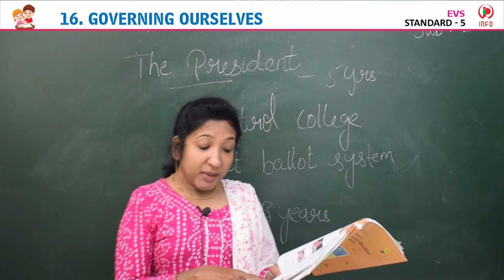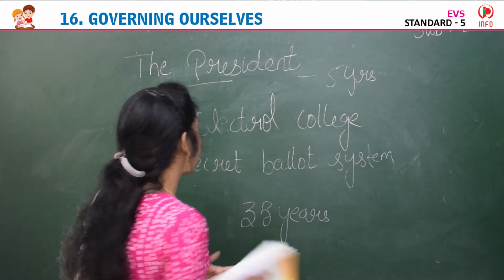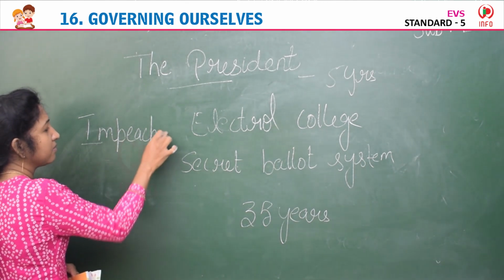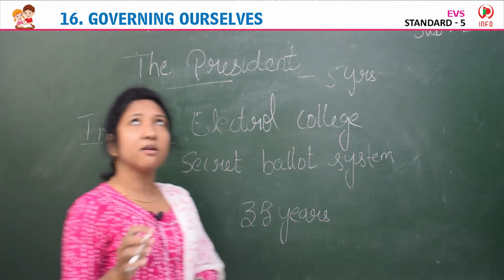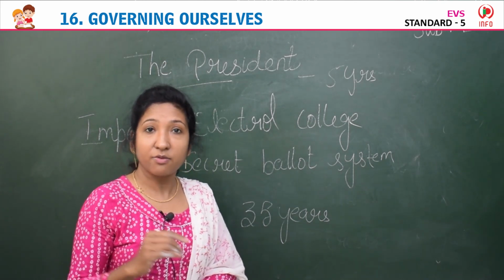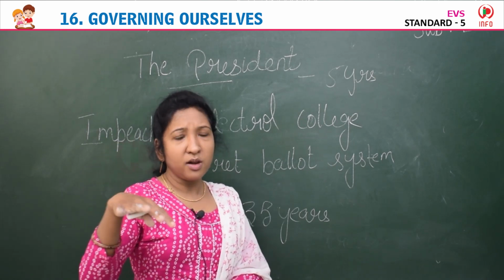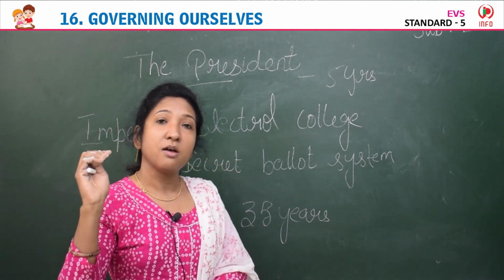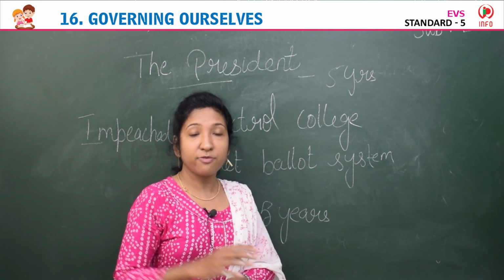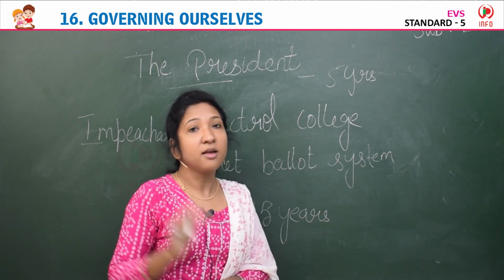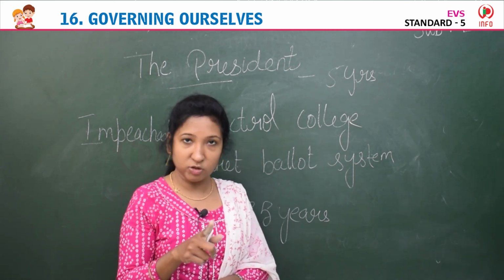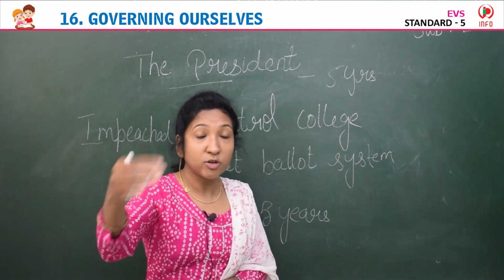Then the President can be impeached under the Constitution. Impeached means what? Impeached means if he violates some rules. Suppose in your school, if you are not doing things according to the rules and regulations of the school, you are violating that rule. Then you will get a punishment or you will be charged for that, isn't it? What you should not do, you should not do in the school. What you should do, that only you should do, right? So there are some rules you should not violate. You should not go against that rule.